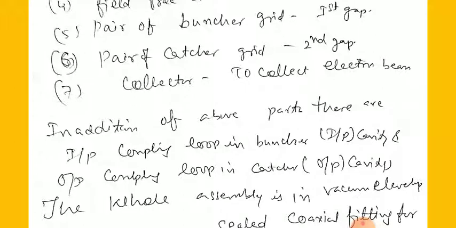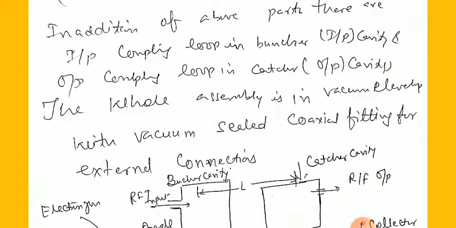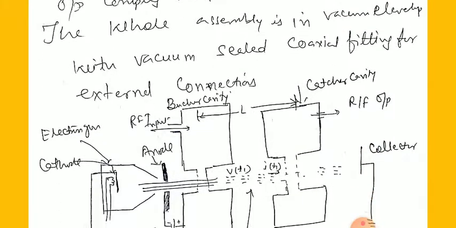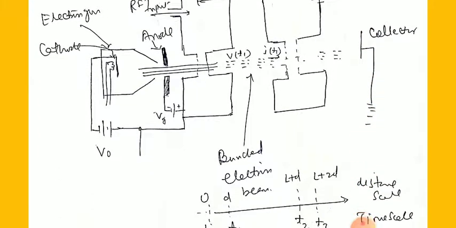In addition to the above parts, there are some others: an input coupling loop in the buncher input cavity, and an output coupling loop in the catcher, that is the output cavity. The whole assembly is in a vacuum, with vacuum sealed coaxial fittings for the external connections. Like this figure is there.